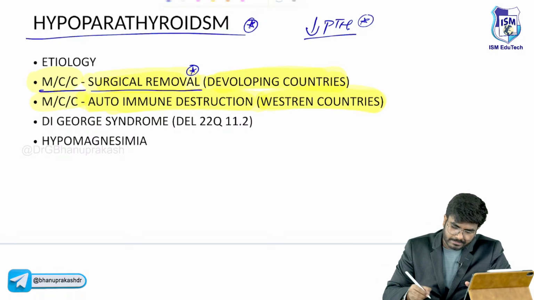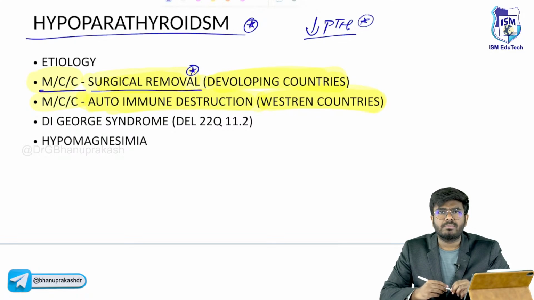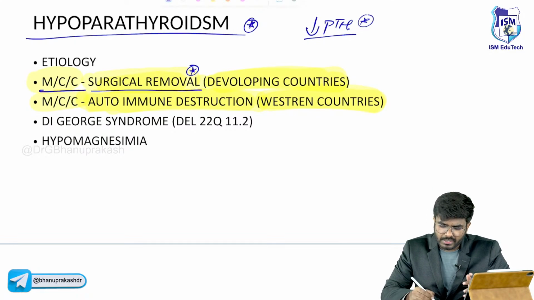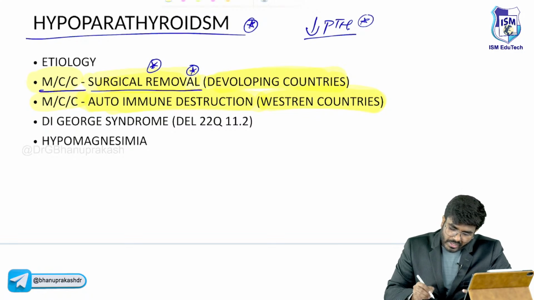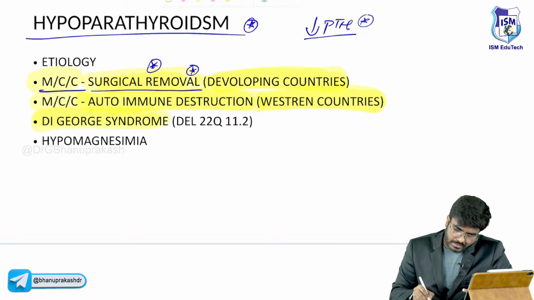So what are the two causes of hypoparathyroidism? The two causes can be surgical, damaged during surgery, or autoimmune destruction of the parathyroid glands. Hypoparathyroidism can also be seen in DiGeorge syndrome.